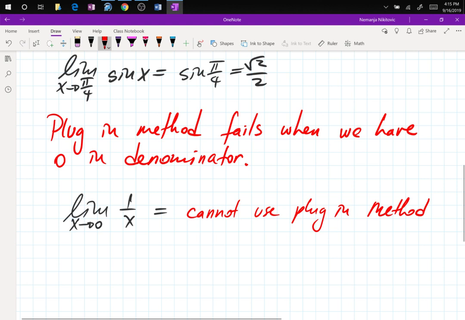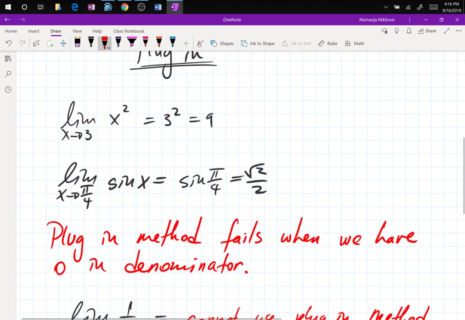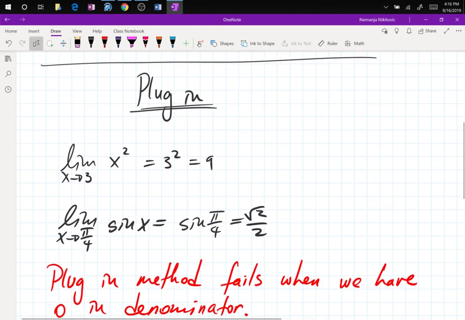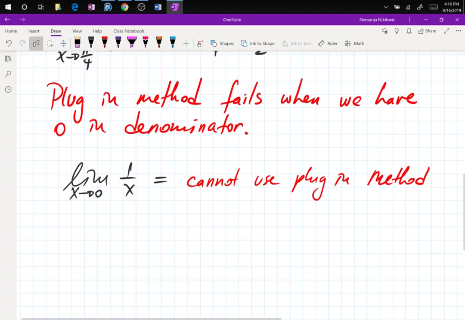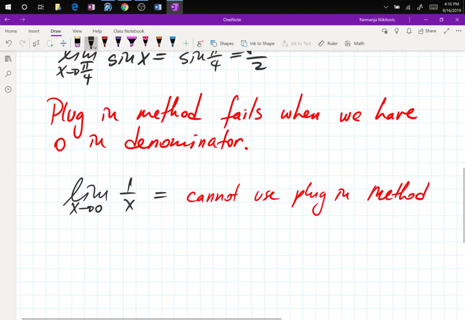We are going to deal with algebra and other methods, right? But for now, the plug-in method: you just plug in the value in the formula, and if you have no 0 in denominator and nothing weird is happening, you are done. The problem is solved.